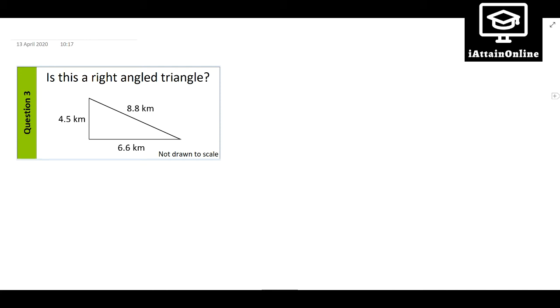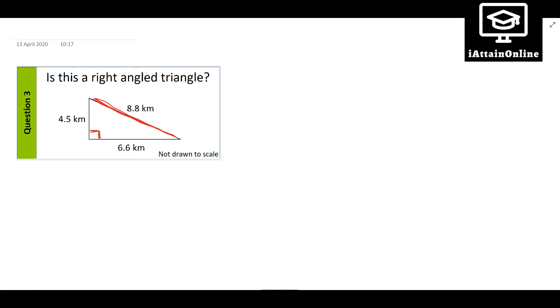The next one is quite a common kind of exam question. You are given all 3 lengths and you're asked to figure out if it is a right angle triangle. So the way you would approach this question is to remember that Pythagoras will only work if it is a right angle triangle. If it's not a right angle triangle, Pythagoras will not work. So if this were to be a right angle triangle, this line here, sorry, this side, the 8.8 centimetres, would be the hypotenuse because it is the longest side. Therefore, this would be the right angle.